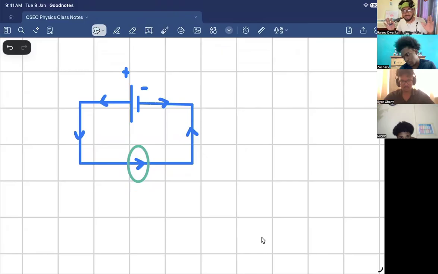By the way, if this wasn't clear enough, it says right hand grip rule. What hand are you gonna use? You're right, right hand. Okay, just had to clear that up. You know, some students have been using their left hand.